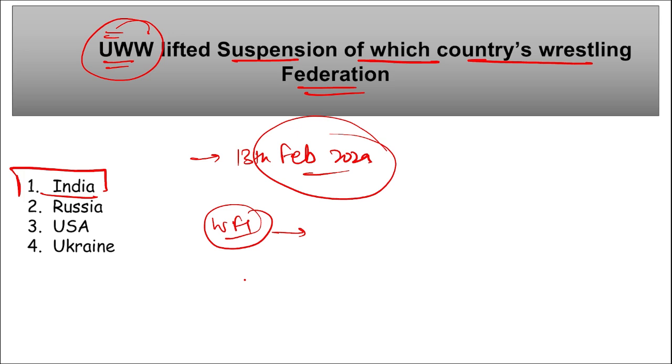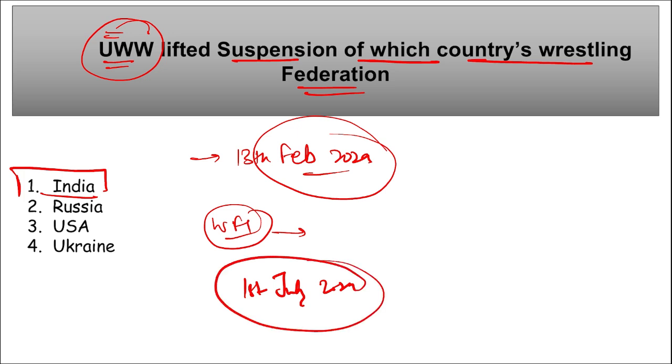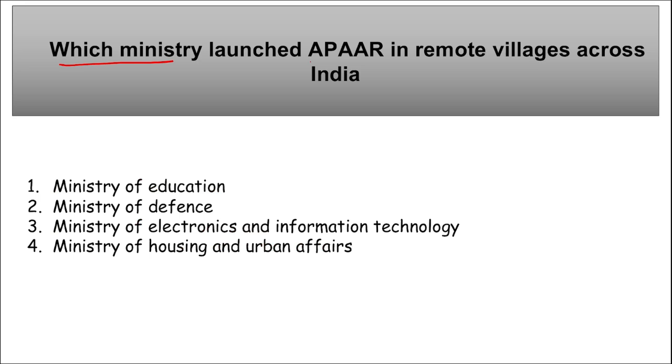Correct? They need to conduct the elections for the athletes commission before 1st of July 2024 in order for them to lift this ban. Next is which ministry launched APAR in remote villages across India? So this APAR was launched by Ministry of Education. Now what does this APAR stand for? It is Automated Permanent Academic Account Registry.